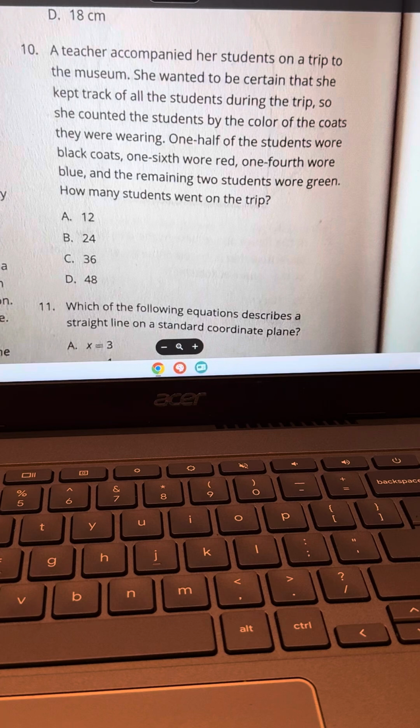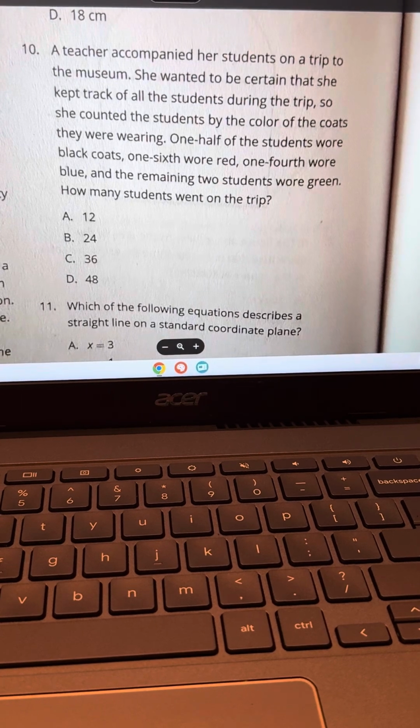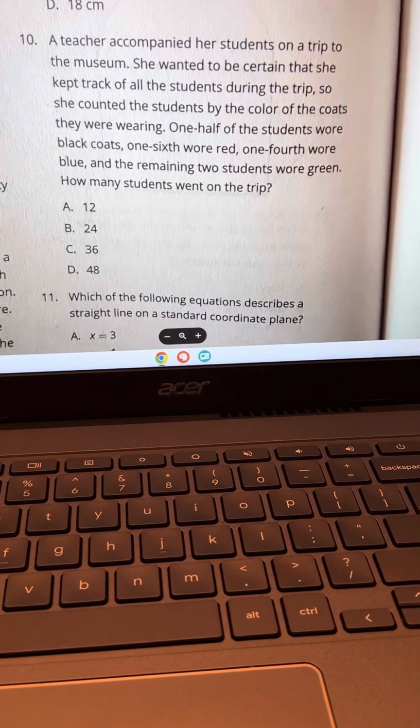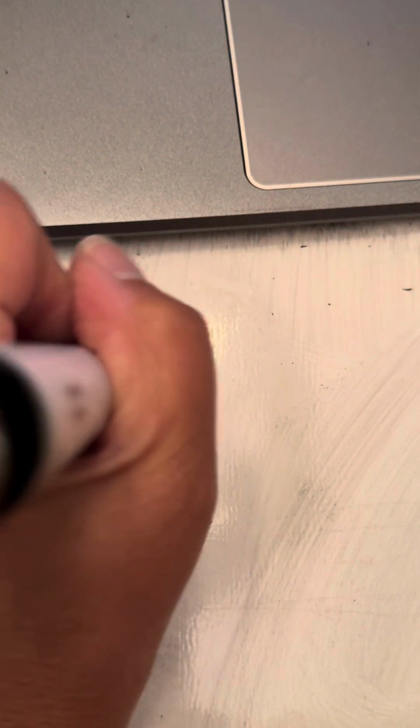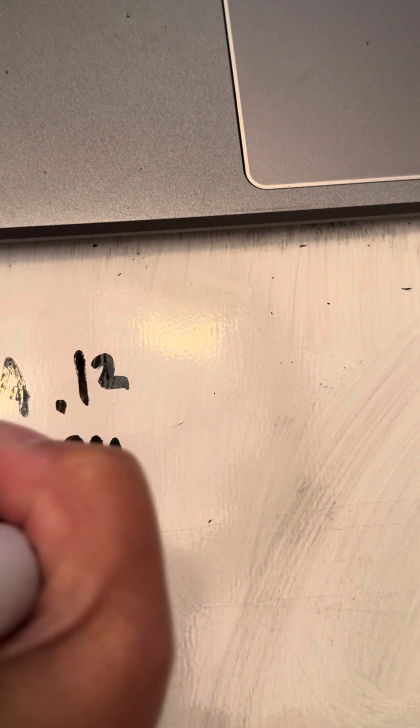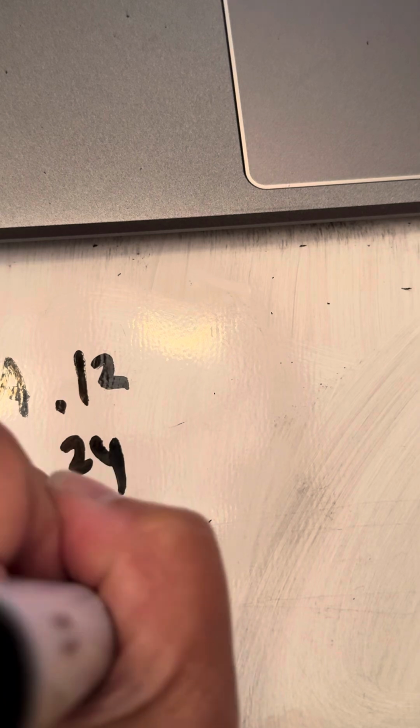A teacher is accompanying her students on a trip to the museum. She wanted to be certain that she kept track of all the students during the trip, and she counted the students by the color of the coats they were wearing. One half of the students wore black, 1/6 wore red, 1/4 wore blue, and the remaining 2 wore green. So we know how many there were that were green. We're looking to know how many students were on that trip. So our options here are A, 12, B, 24, C, 36, or D, 48.